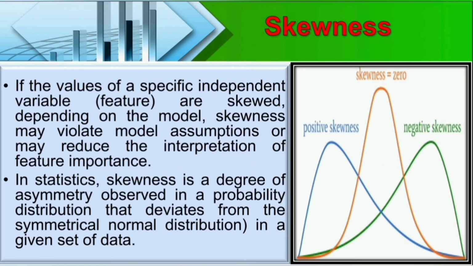Skewness. If the values of a specific independent variable feature are skewed, depending on the model, skewness may violate model assumptions or may reduce the interpretation of feature importance. In statistics, skewness is a degree of asymmetry observed in a probability distribution that deviates from the symmetrical normal distribution in a given set of data.